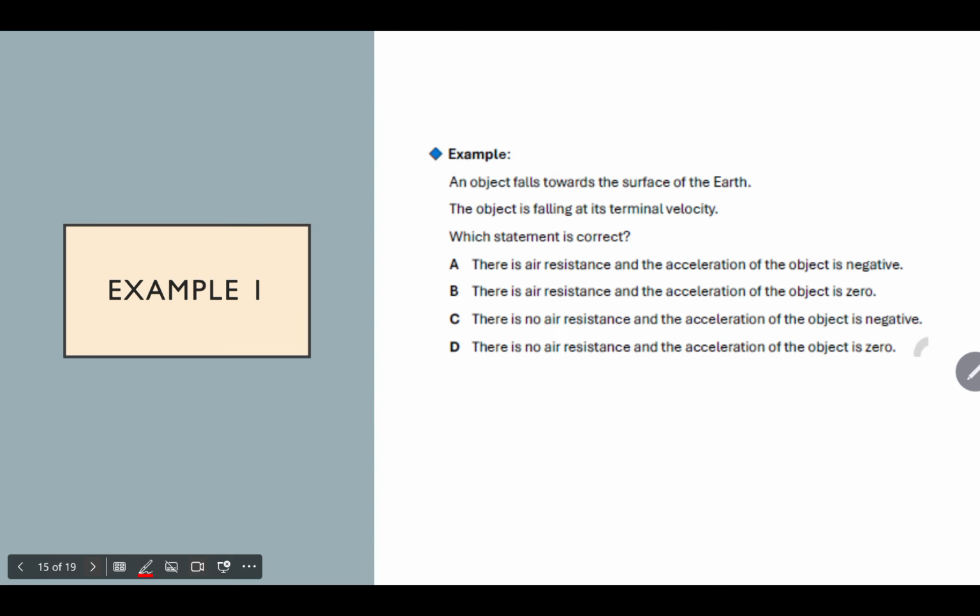Here's an example. You may pause the video, try it on your own, and then unpause. An object falls towards the surface of the Earth. The object is falling at its terminal velocity. Which statement is correct? There is air resistance and acceleration of object is negative. There is air resistance and acceleration is 0. No air resistance, but the acceleration is negative. No air resistance and the acceleration is 0. Of course, since we're at terminal velocity, then there will be air resistance equal to my weight, and the object's acceleration will be 0.